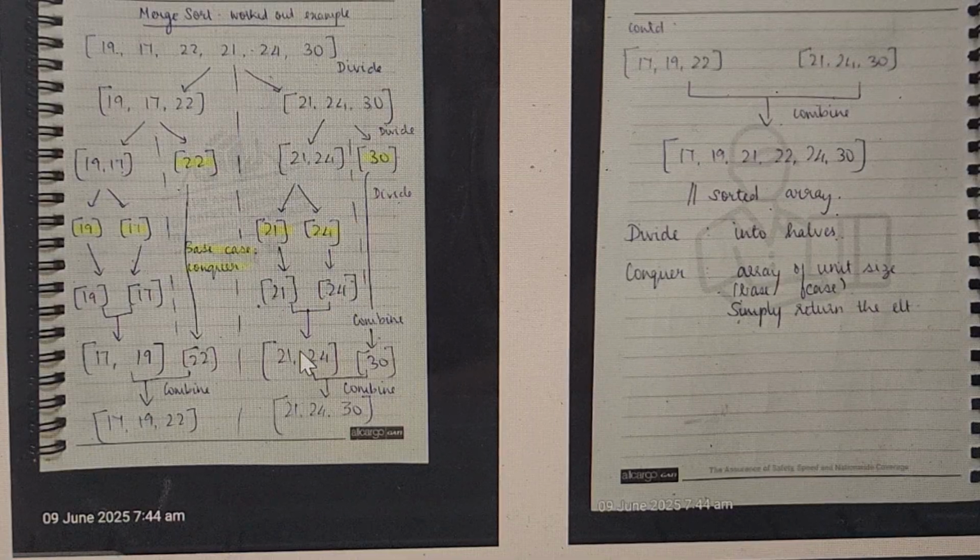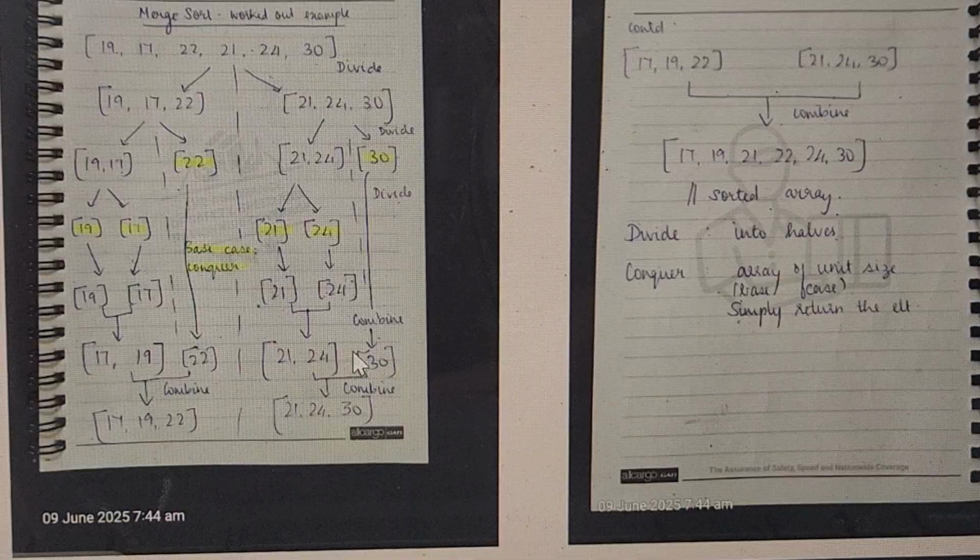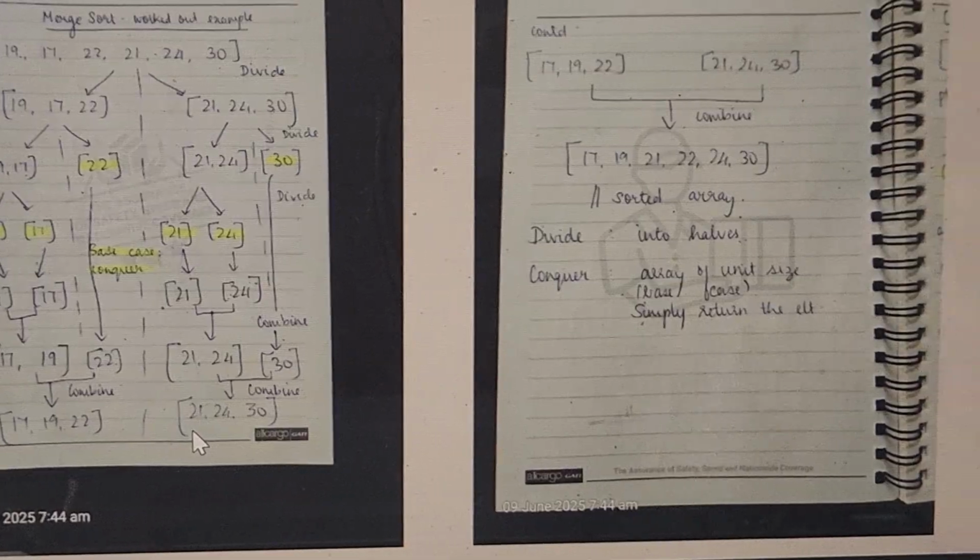Now that the base case of an array of unit size has been reached, the conquer step takes place. The elements are returned as such. They are combined now in the correct order. So you have 21, 24, which is a partially sorted subarray of size 2. And then this being another base case, it is conquered or returned. So you have 30, which is another partially sorted subarray of size 1. These two are again combined to give you 21, 24, 30. So at this stage, you have two partially sorted subarrays of size 3 respectively.